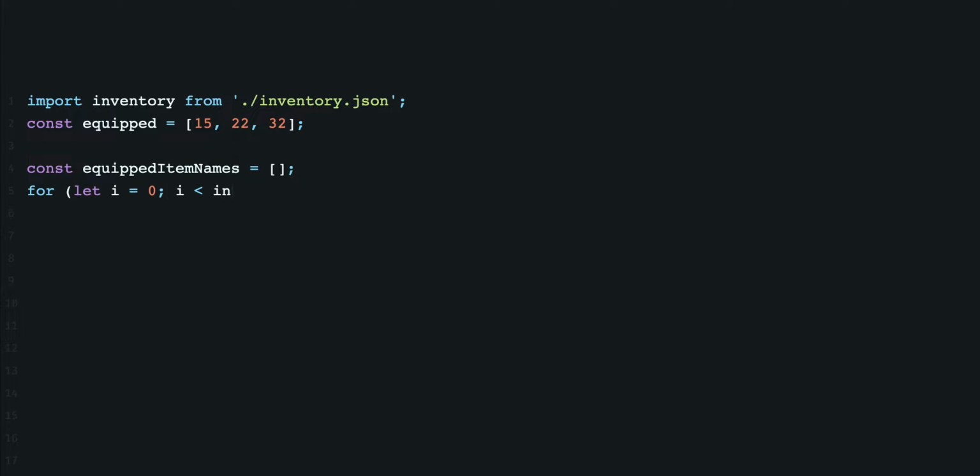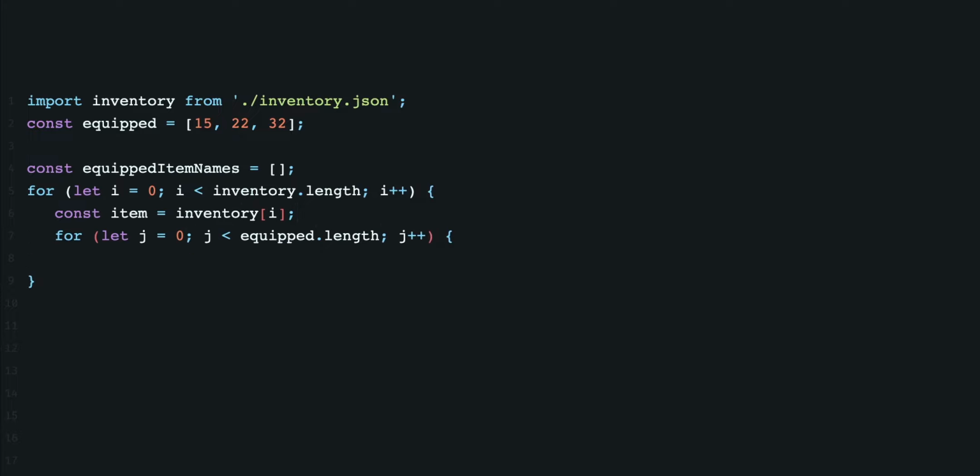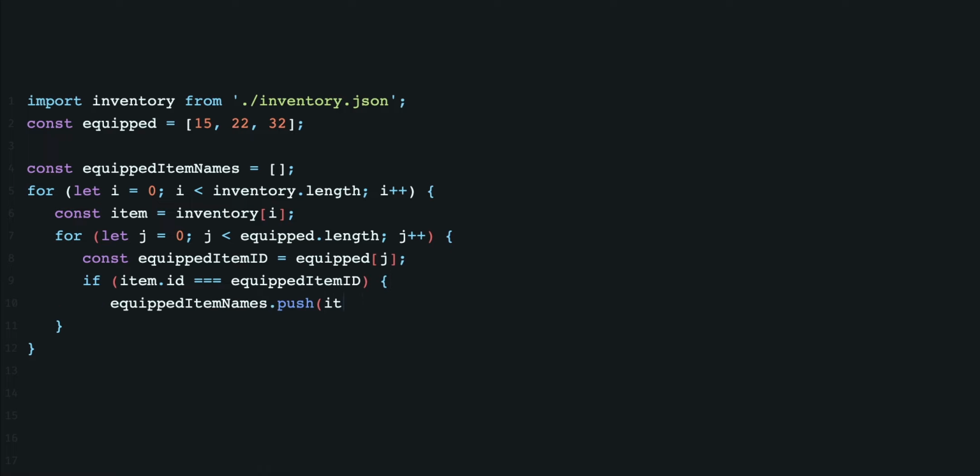To get the names of the equipped items, we can use a loop to iterate through the inventory. For each item in the inventory, we can use another loop to check if the item ID matches any of the equipped IDs. And if it does, we can add the item's name to the equipped items array.